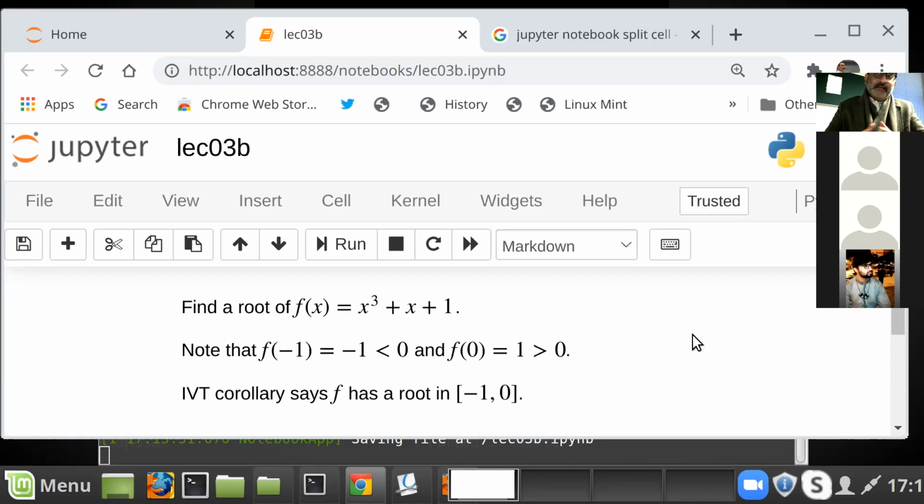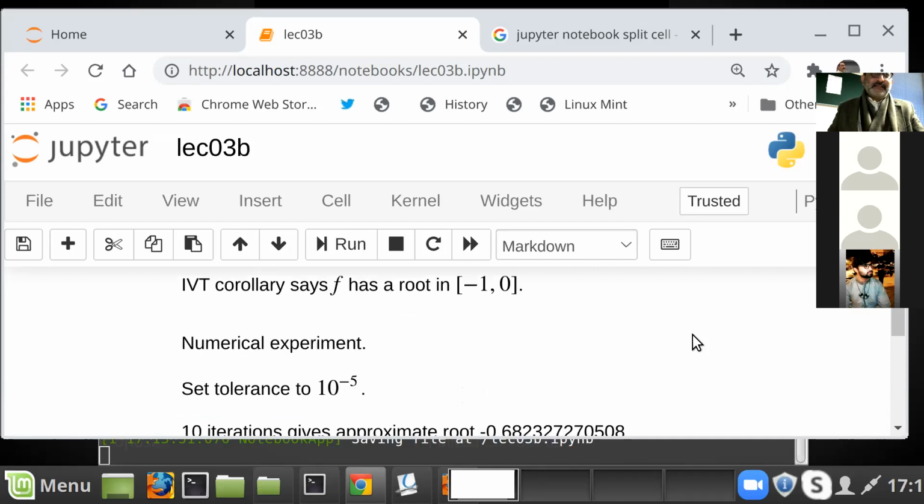And you know, if we were writing careful code, we would input the interval, and then we would check. We would make sure that the value of f takes different signs at the endpoints. We should actually check this. I didn't do that, but a careful programmer would have checked this before running the algorithm, okay?